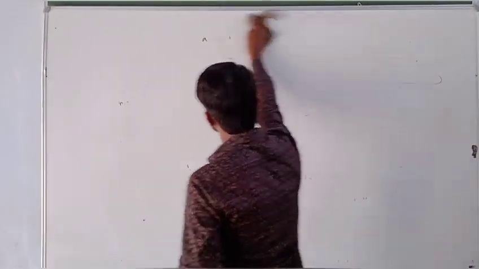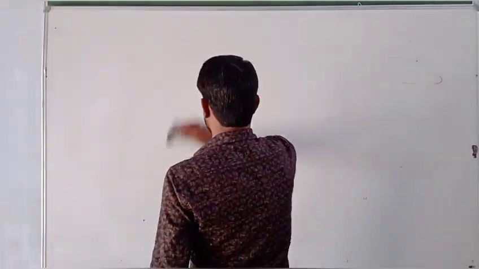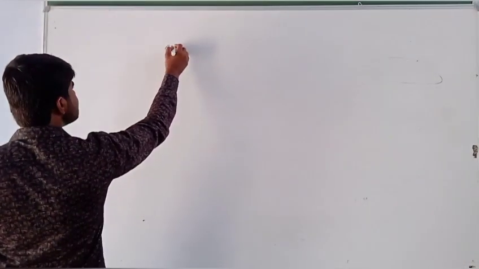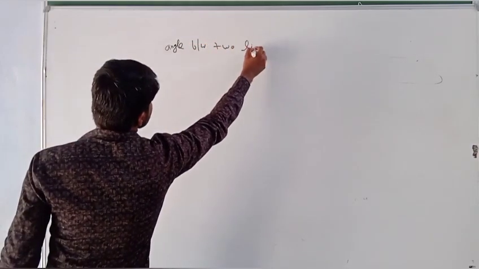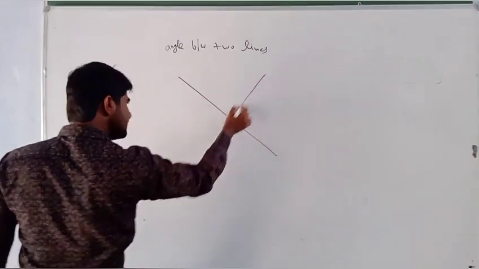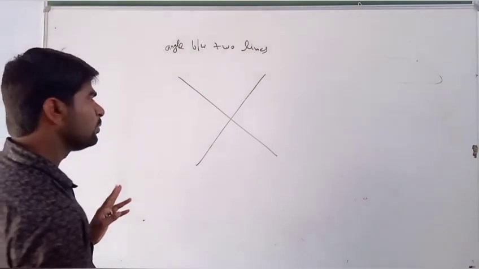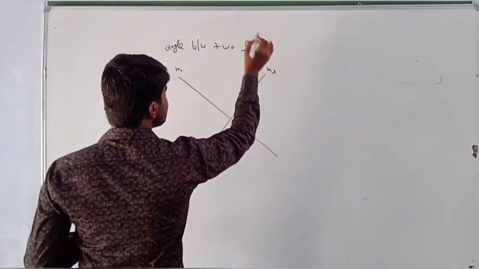Now further we will discuss the angle between two lines. So the first line is this and the second line is this. Both the lines have a slope, so we will take m1 for this and m2 for this.